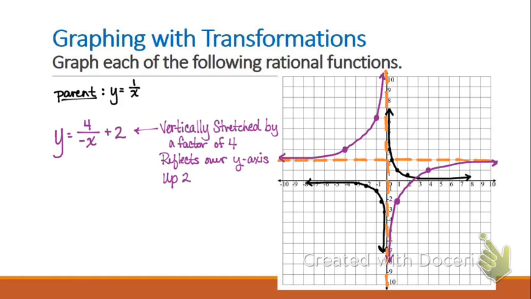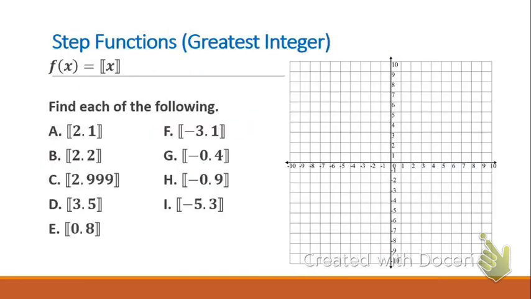One last type of function to look at here, that is our step function, our greatest integer function. All right, so with the greatest integer function, what we're looking for with this is we're going to move to the smallest whole number, the smallest whole integer. So basically we're going to take all of these and we are going to round down. So I want to practice with this first before we go and graph that parent function.